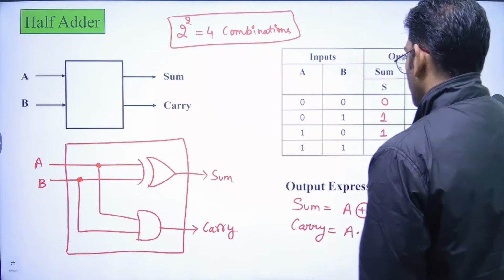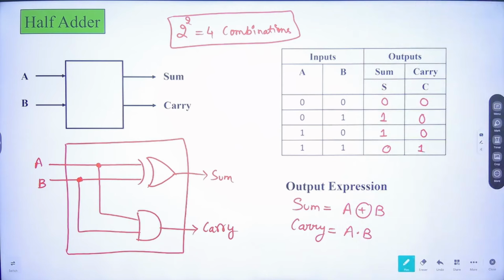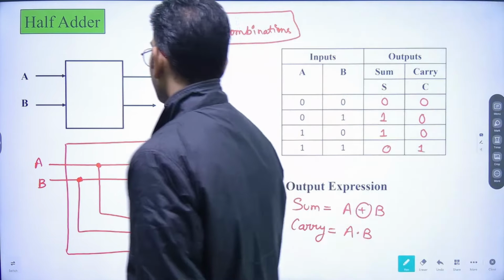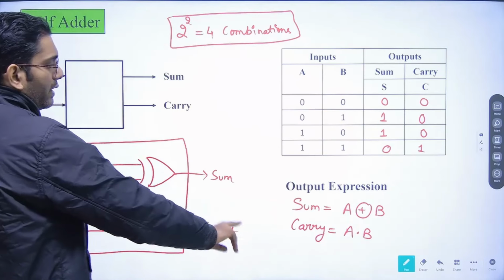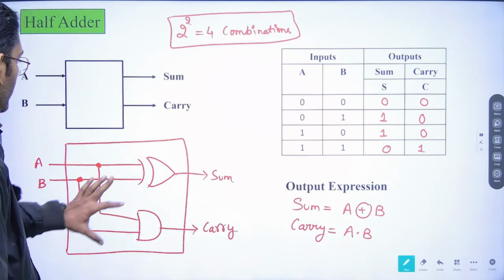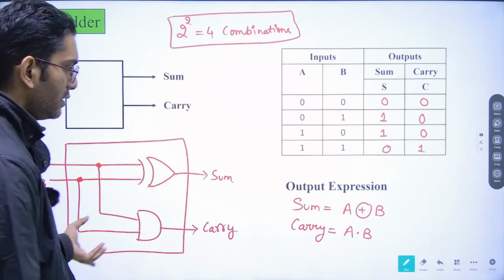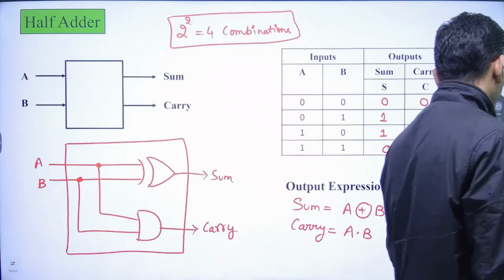I hope that you must have understood it till now. In the half adder, what we are getting for the sum expression is a XOR b, and for carry the expression is a dot b, and this is the logic diagram of this particular half adder.